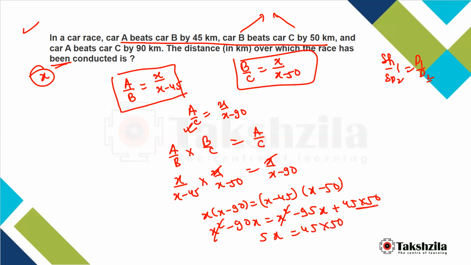This will become 5x equal to 45 into 50. So basically, you don't need to multiply this. So this will be 5, 945. So x will turn out to be 450. No need of calculation. Remember this: you don't need to multiply this and complicate the calculation. Simply turn it to this situation and solve. So 450 is the answer. The distance for which the race was conducted was 450. I hope it is clear.